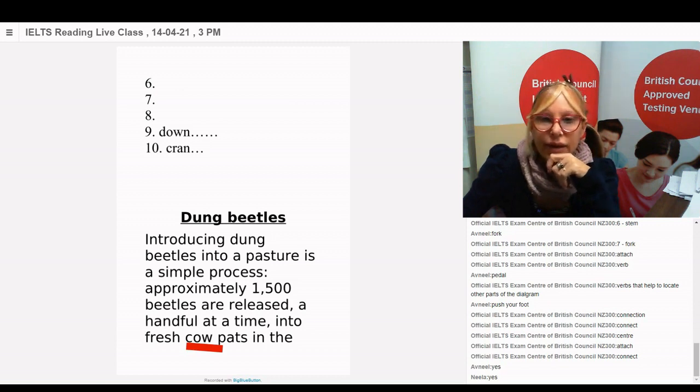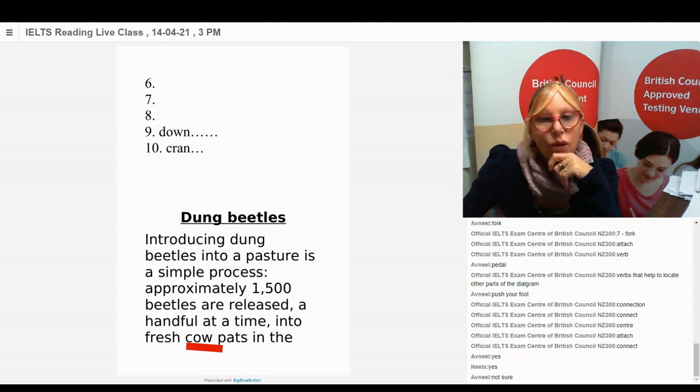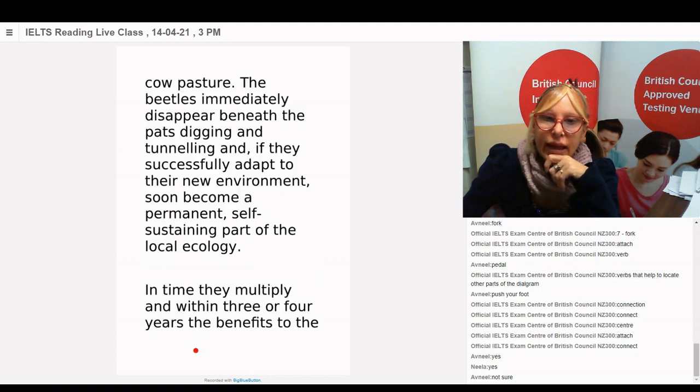Okay, all right, that's fine. All right, so the title is Beetles. Imagine we don't really know the meaning of beetles. So we're going to go down and we're just going to see if we can recognize anything here. So we've got cow and we've got pets. Still not sure. Cow pasture. We've got the word digging and environment and ecology.